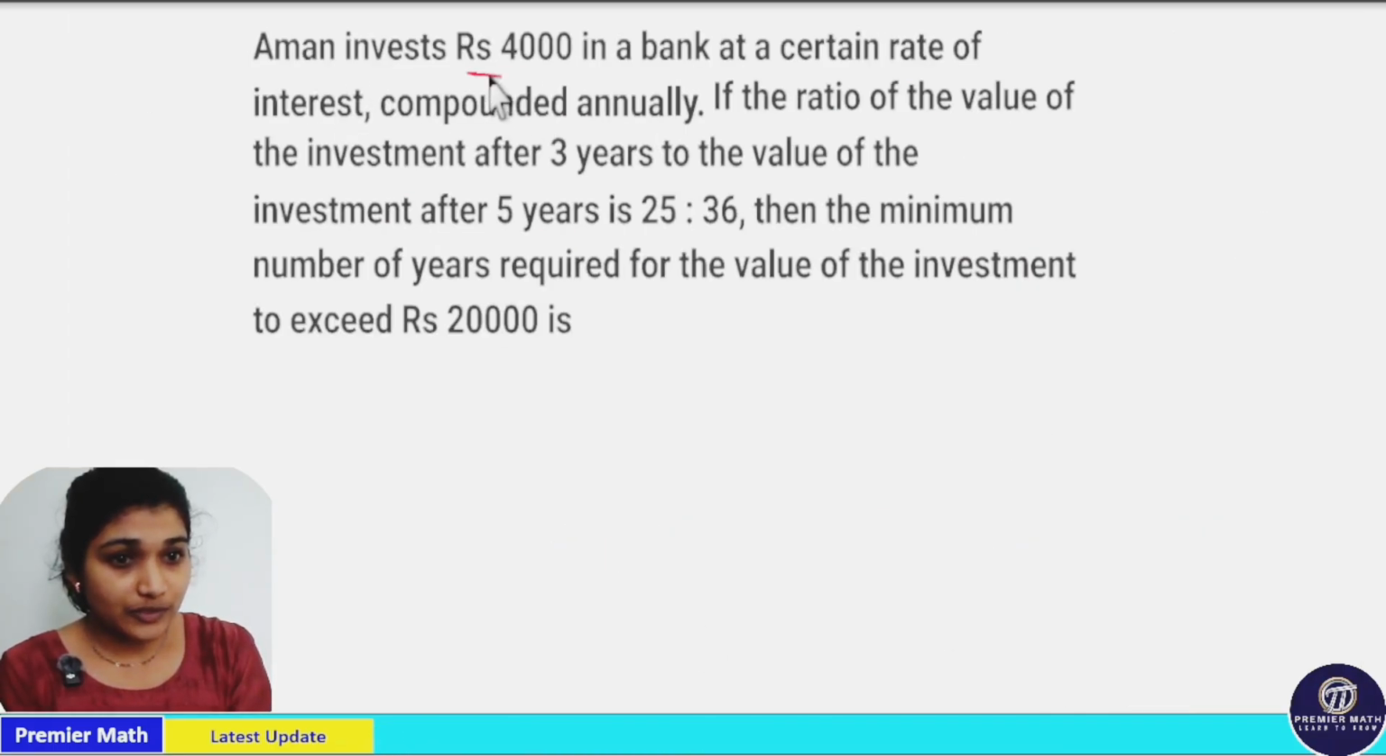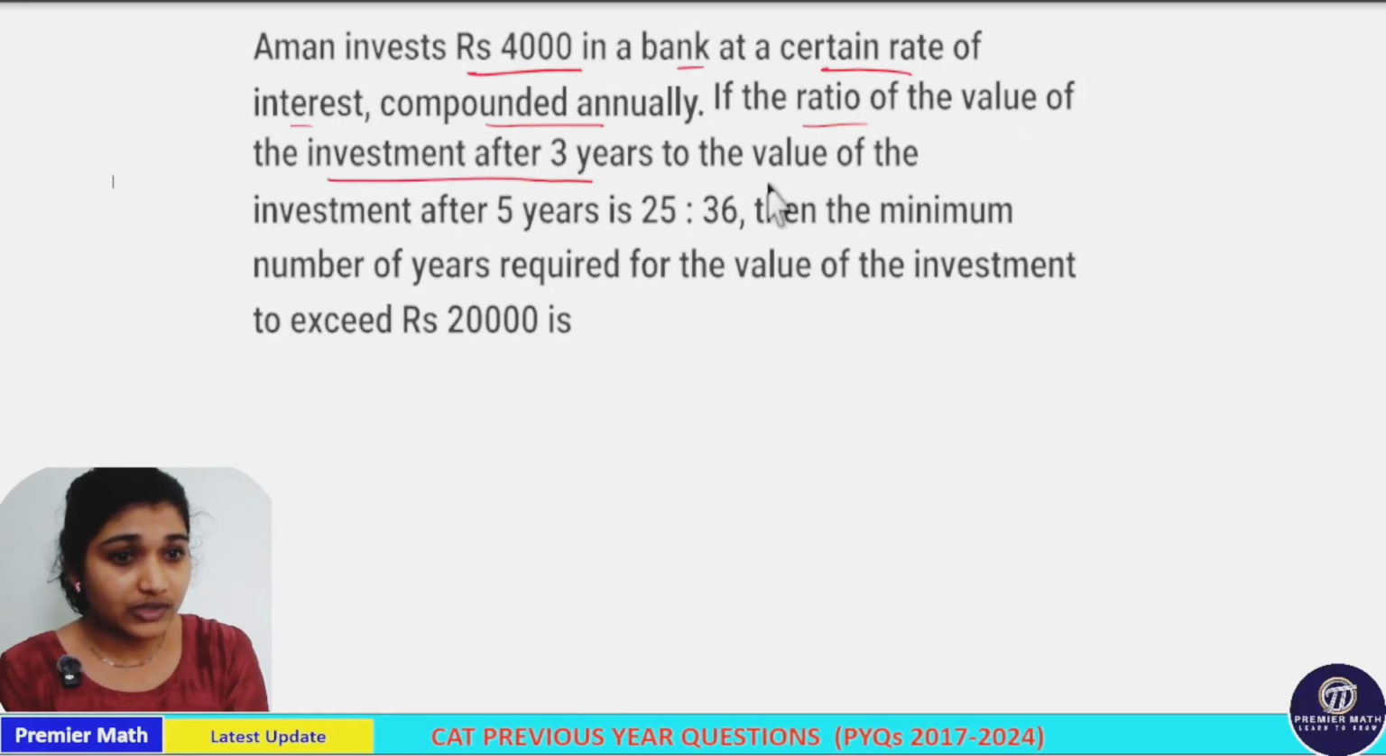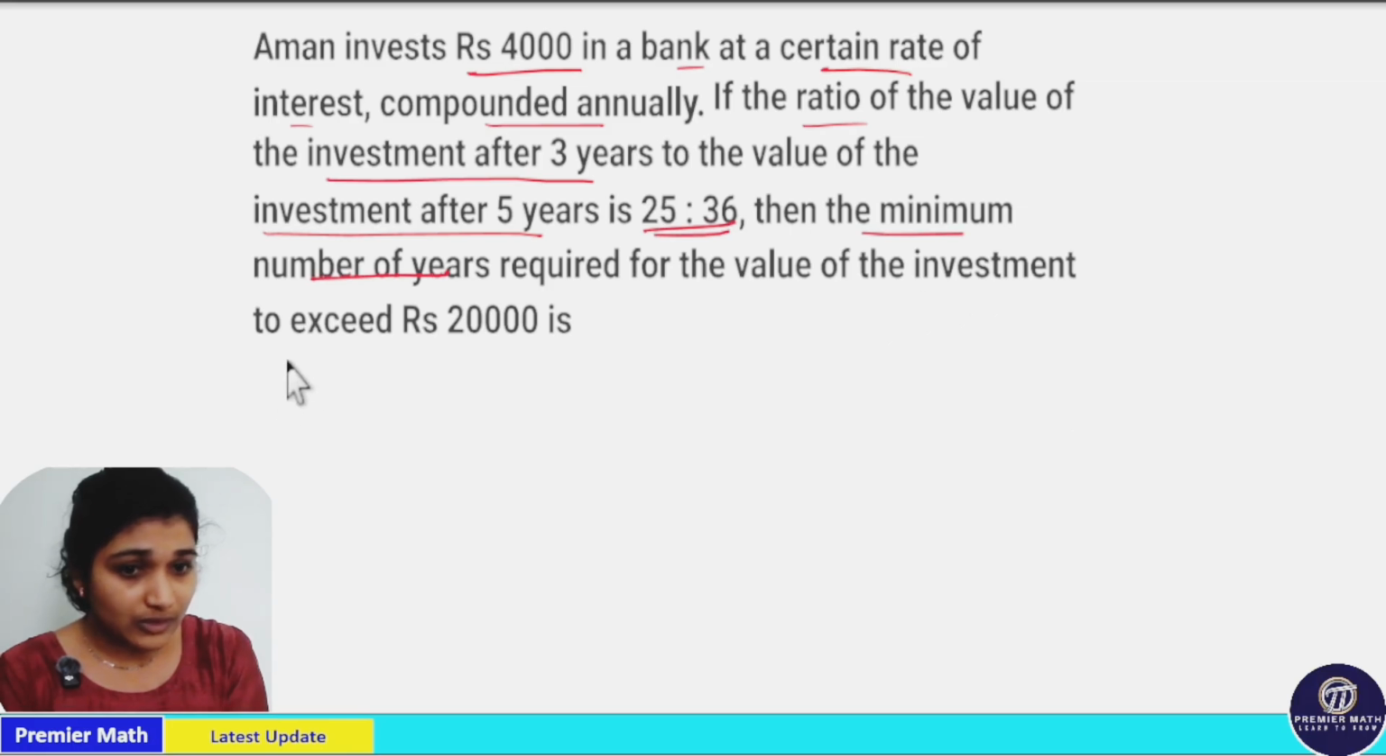A man invests rupees 4,000 in a bank at a certain rate of interest compounded annually. If the ratio of value of investment after 3 years to the value of investment after 5 years is 25 is to 36, then minimum number of years required for the value of investment to exceed rupees 20,000 is.